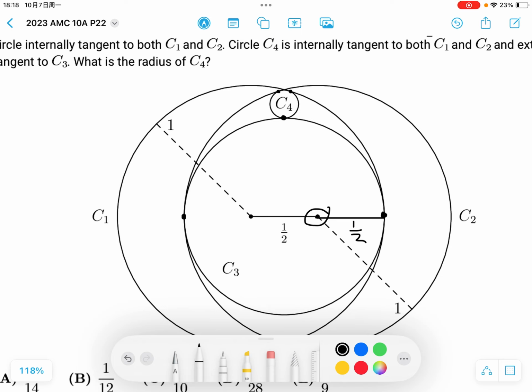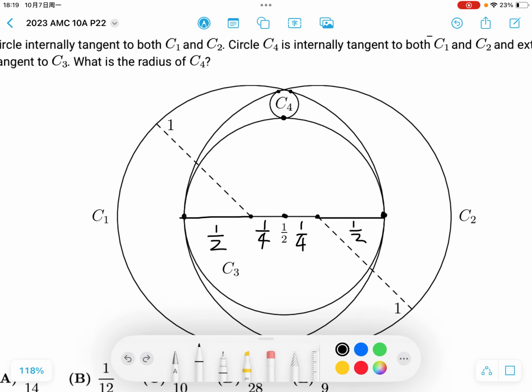Using the same logic, this is the center of C2, so this must be 1. So we know that this is 1/2. So the diameter of C3 is going to be 1/2 times 3, which is 3/2. So the actual radius is going to be 3/4. So we know that this part is 1/4, and this is also 1/4, so this is the center.